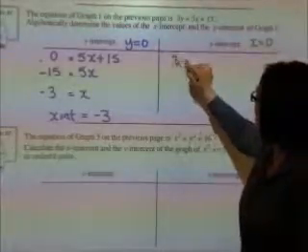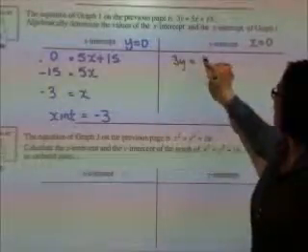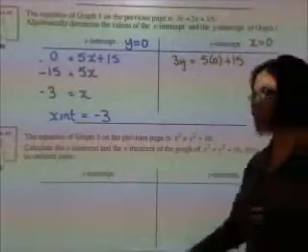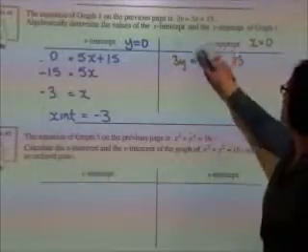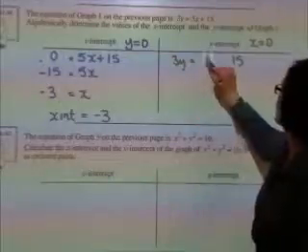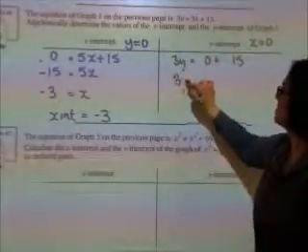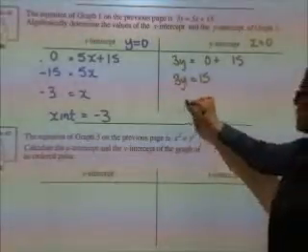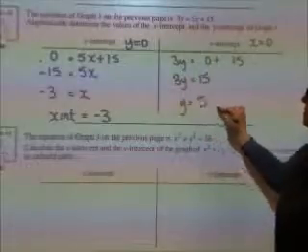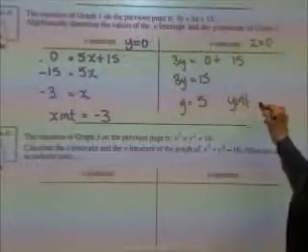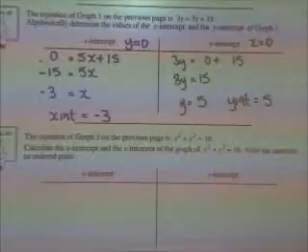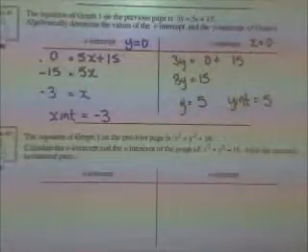So we have 3 times y will equal 5 times 0 plus 15. Well, what's 5 times 0? 0. So I have 0 plus 15, which is just... So if 3y equals 15, what does 1y equal? 5. So the y-intercept would be equal to 5. And again, if you flip over to the previous page, you will see that it does cross the y-axis at 5.